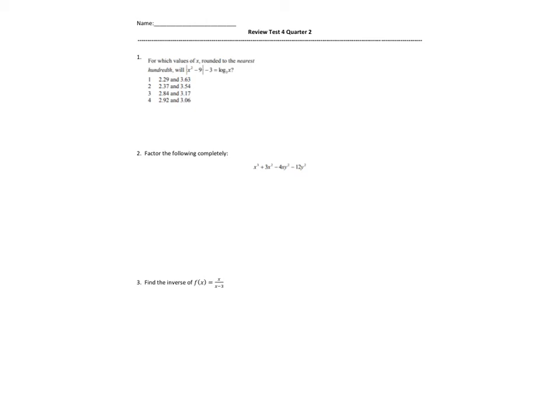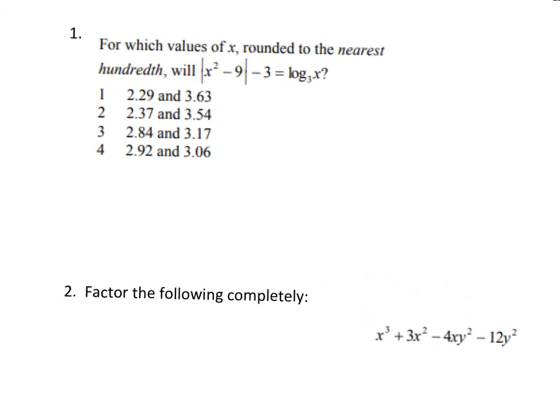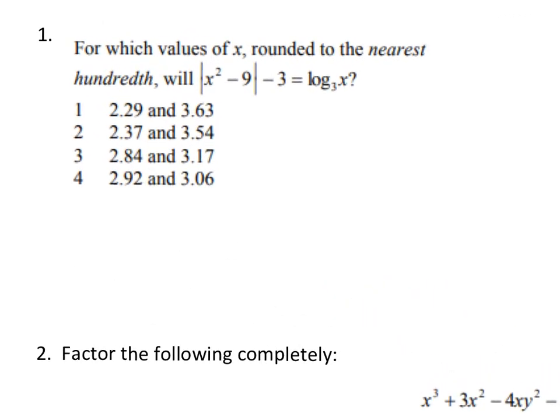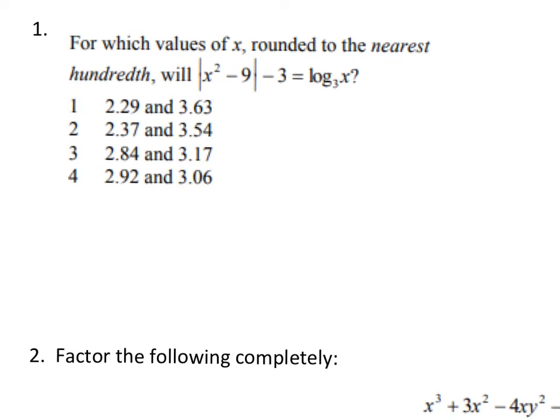Hi everyone, so in this video I'm going to do a review of your review sheet. So the first question says, for which values of x rounded to the nearest hundredth will absolute value of x squared minus 9 minus 3 equal log base 3 of x. Basically, because this is an absolute value and a log base, you cannot solve this algebraically. You're going to have to do it graphically.